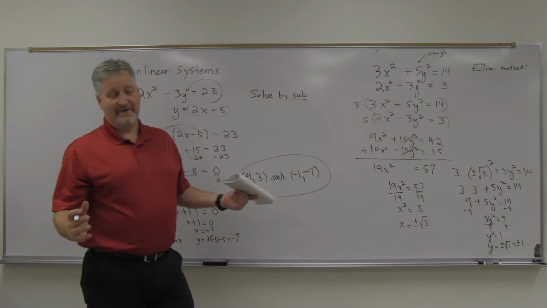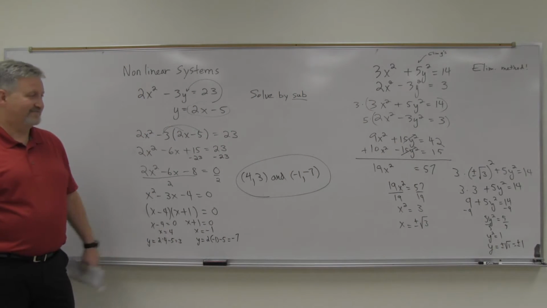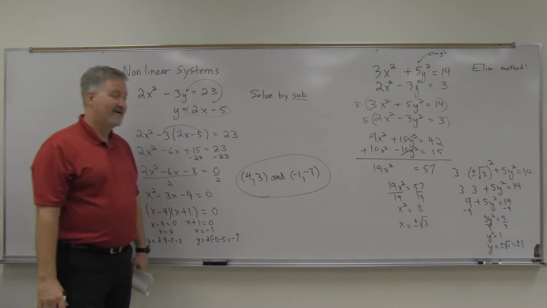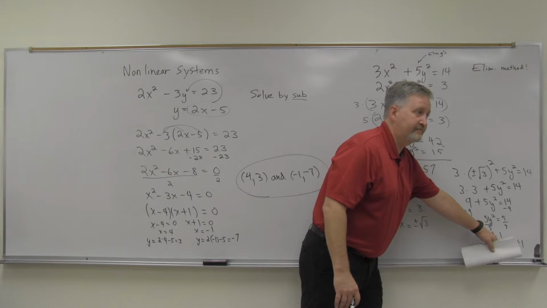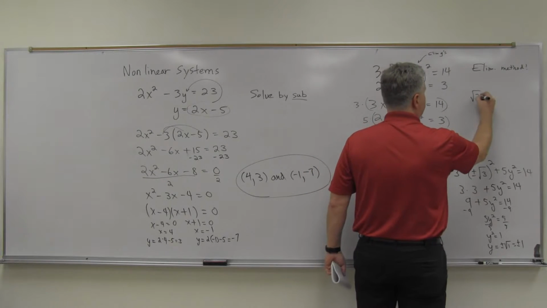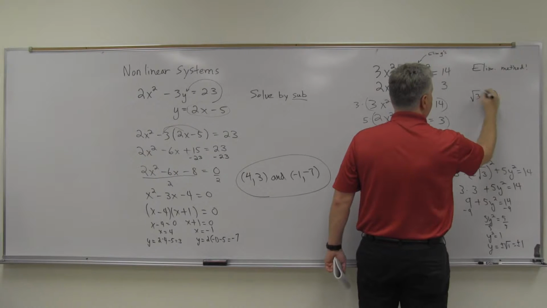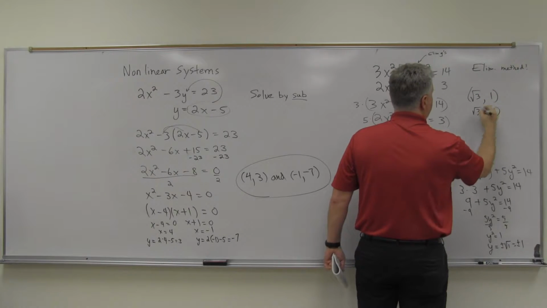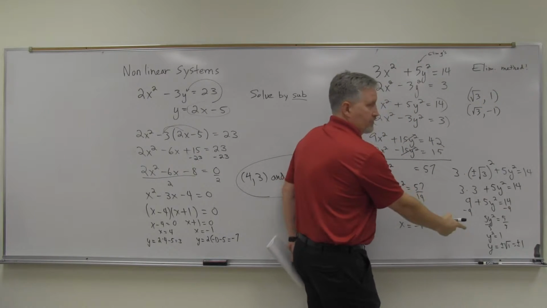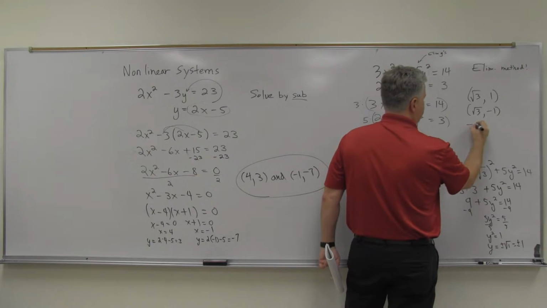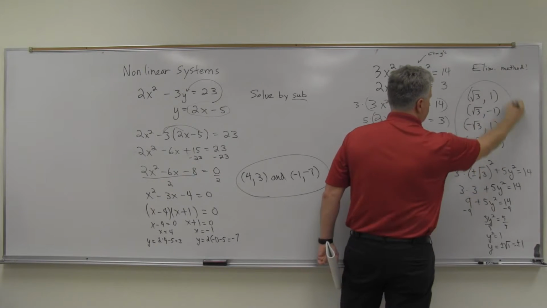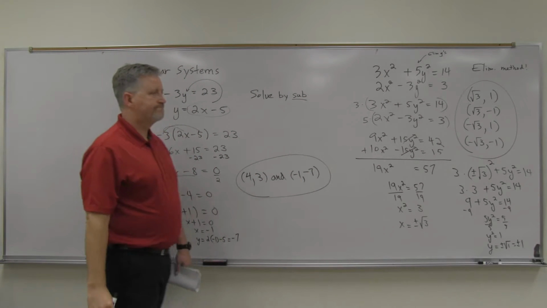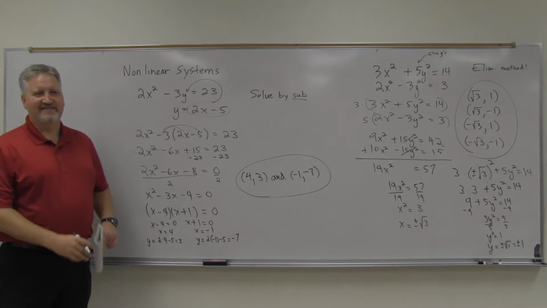Now, question for you, how many solutions is that? That's 4 solutions, yeah. Because I've got square root of 3 with the plus or minus 1, and then I've got negative square root of 3 with a plus or minus 1. So that's 4 solutions. All written out would be that way. You could condense it too if you like.